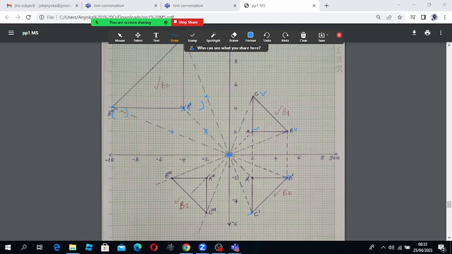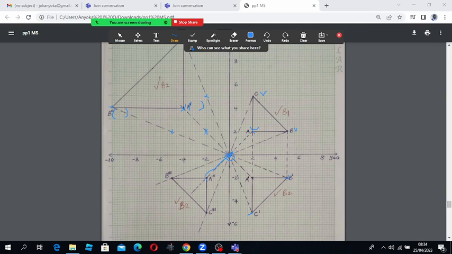Join A to the center of rotation. You measure the angle, which is 180. It will proceed as a straight line. The distance from the center of rotation to the object is the same as the distance from the center of rotation to the image.